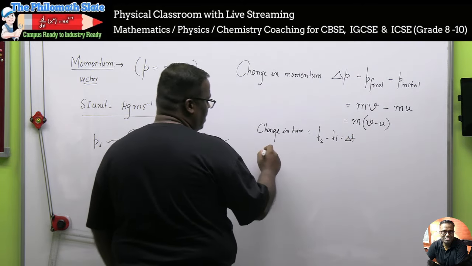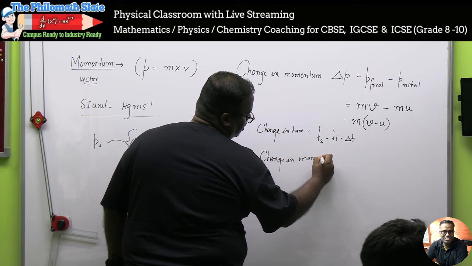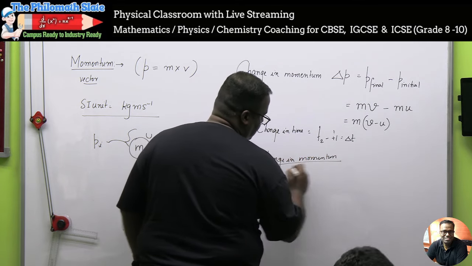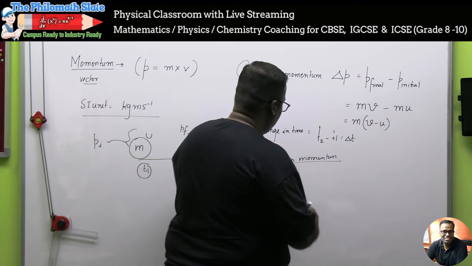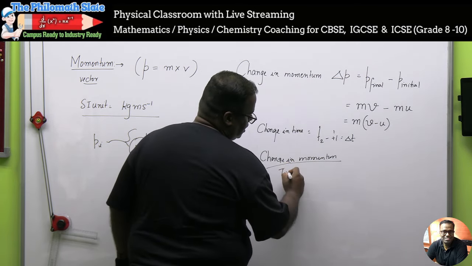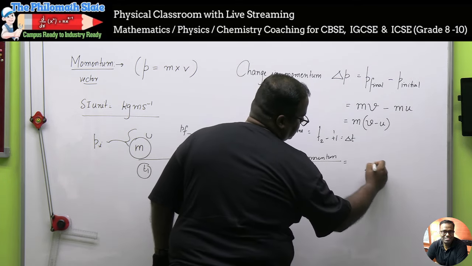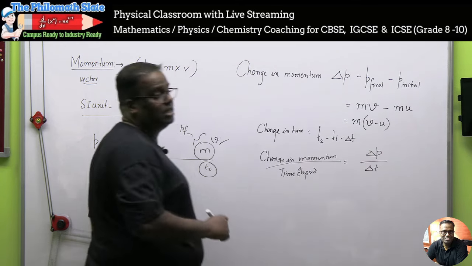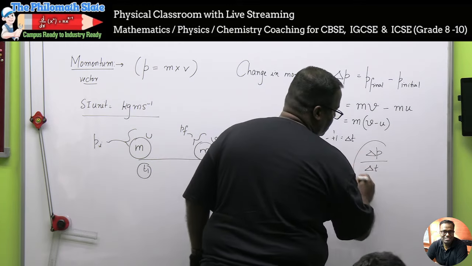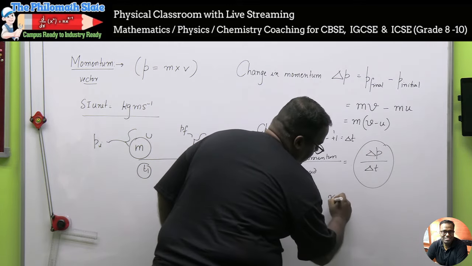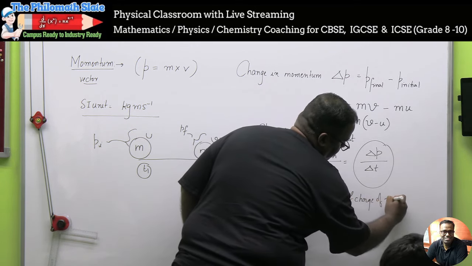So if I say change in momentum over change in time, we don't write change of time, we rather write time elapsed. The time that has elapsed for this change in momentum, I can write it as delta t, and delta p over delta t. Understood? This is simple, right? This quantity we call the rate of change of momentum.